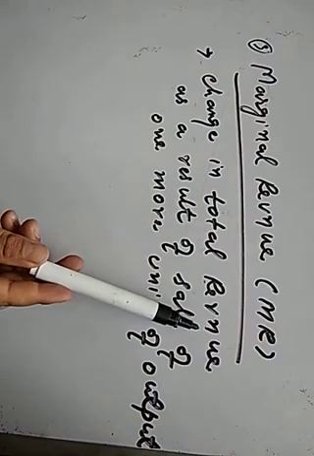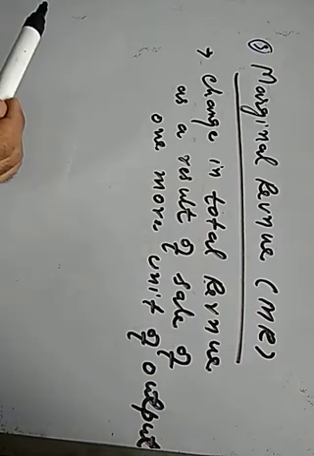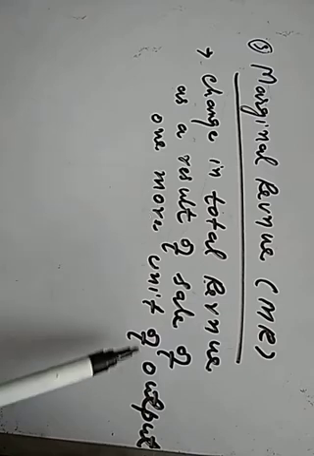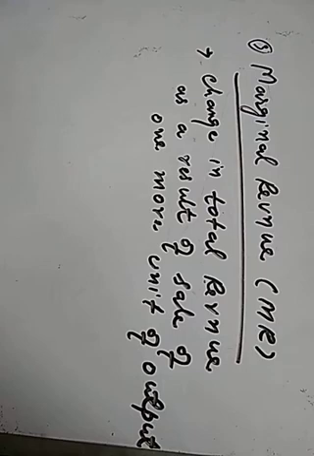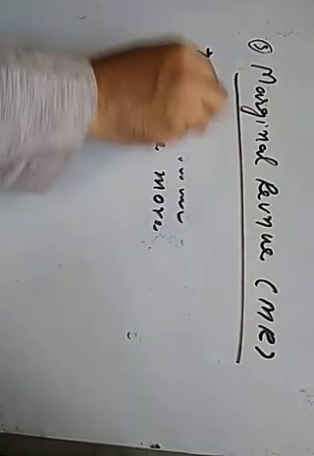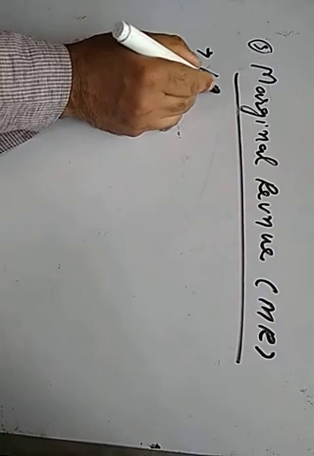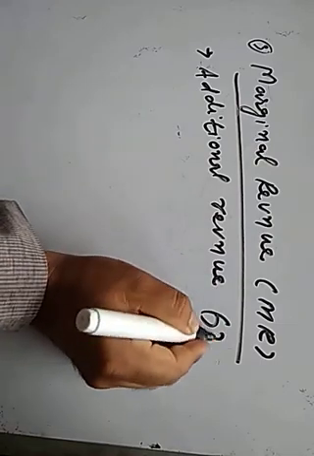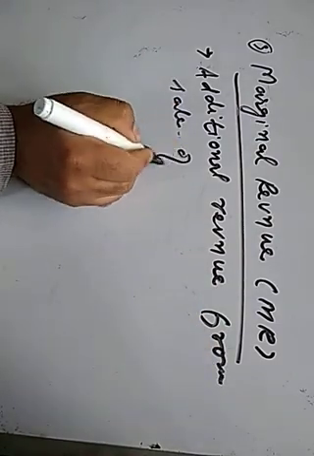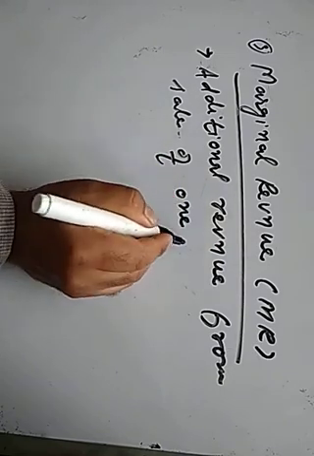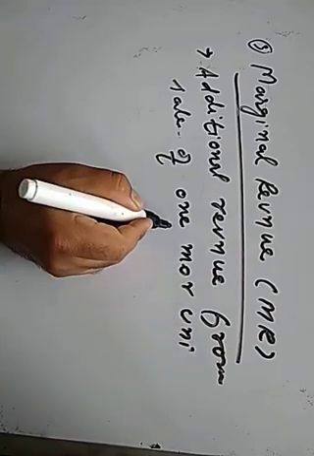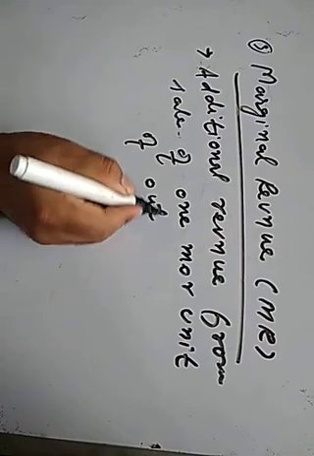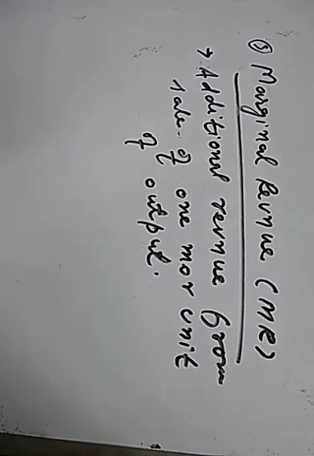Marginal revenue is defined as change in total revenue as a result of sale of one more unit of output, or we can say change in total revenue as a result of change in units of output sold. We can also define it as additional revenue from sale of one more unit of output, or from additional unit of output. Or we can also define it as addition to total revenue when there is sale of one more unit of output.